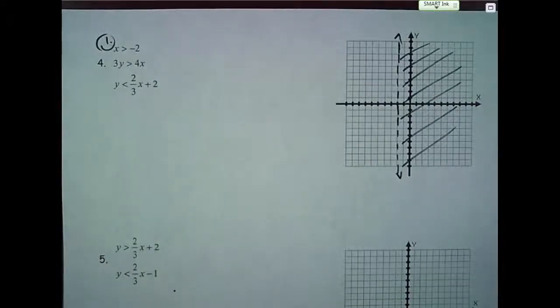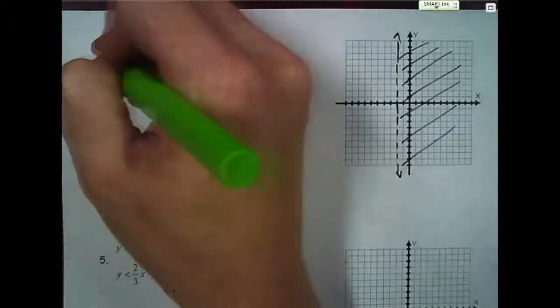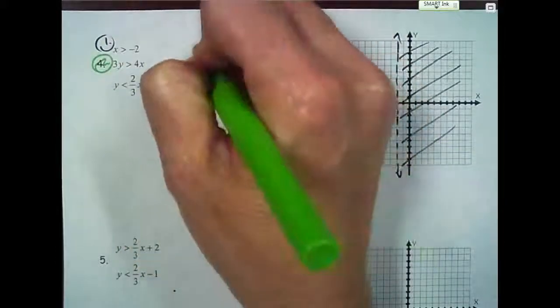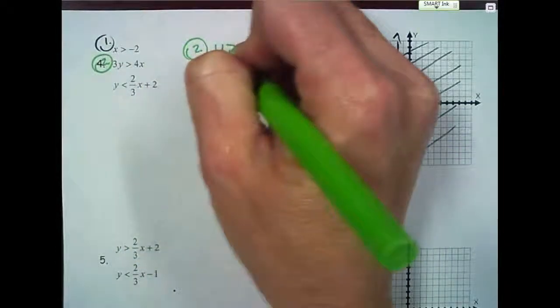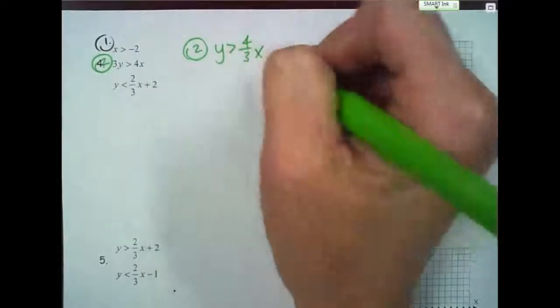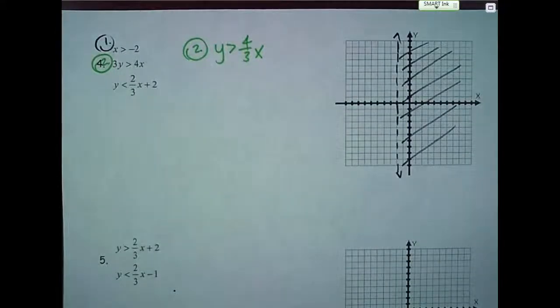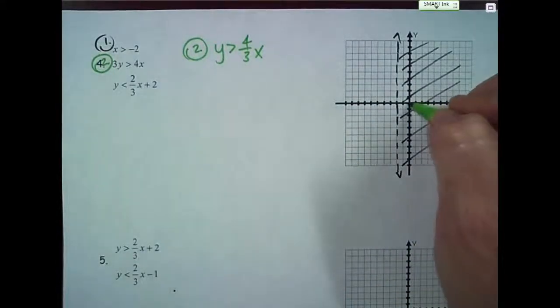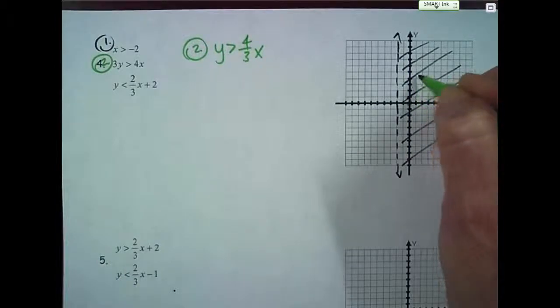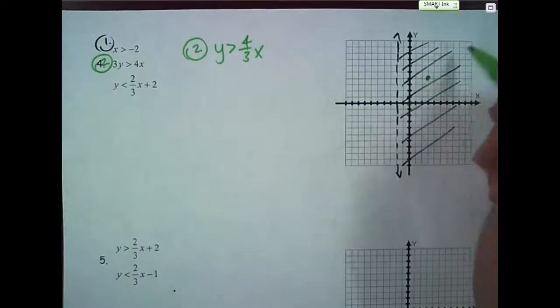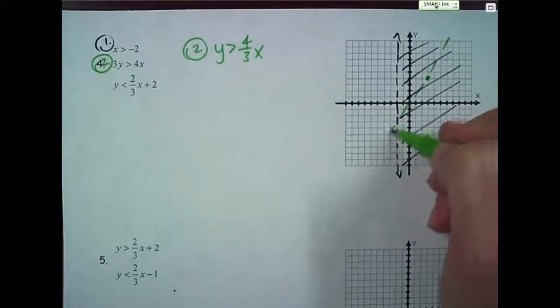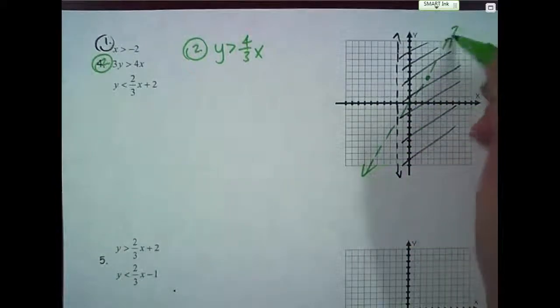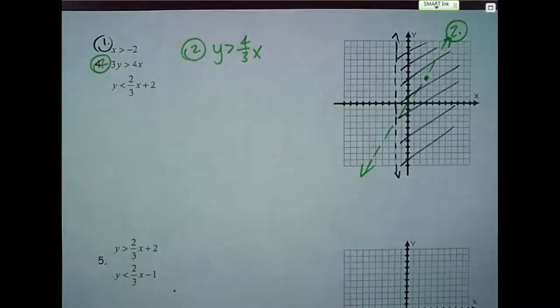Okay, now then, line 2. Line 2 says y is greater than 4/3 x. There's no y-intercept, so where do I start? I start at 0. Again, a dashed line. Which area do I shade? Y is greater than. Now, look at me, guys.